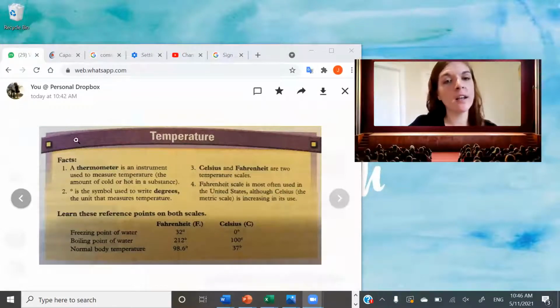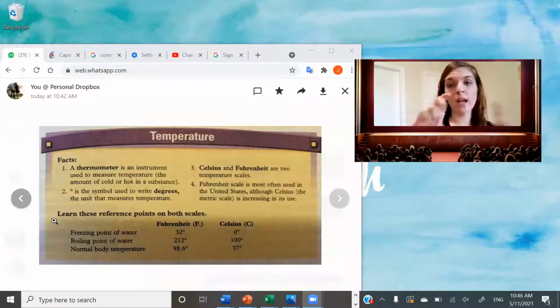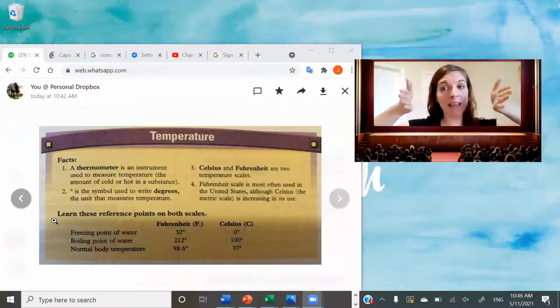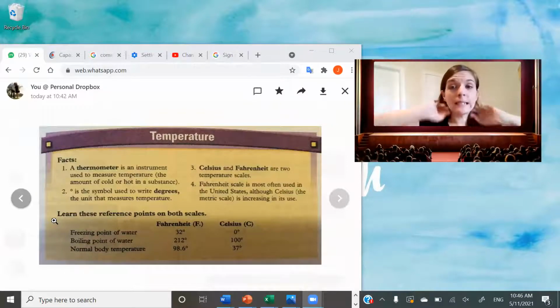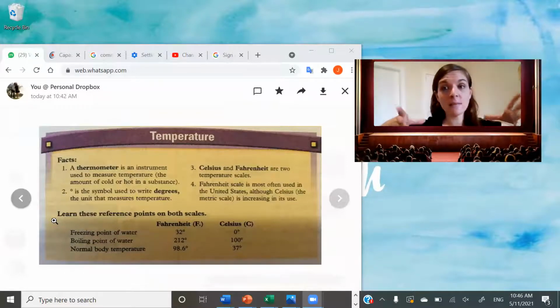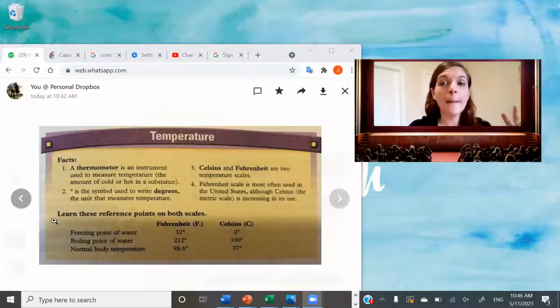Okay, look right here on our temperature. Look at number 1. It says a thermometer is an instrument used to measure temperature. So we know like a regla, a ruler, is to measure length. A scale, a balanza, is to measure your peso, your weight. Okay. A cup can be used to measure liquid, but a thermometer is used to measure your temperature.